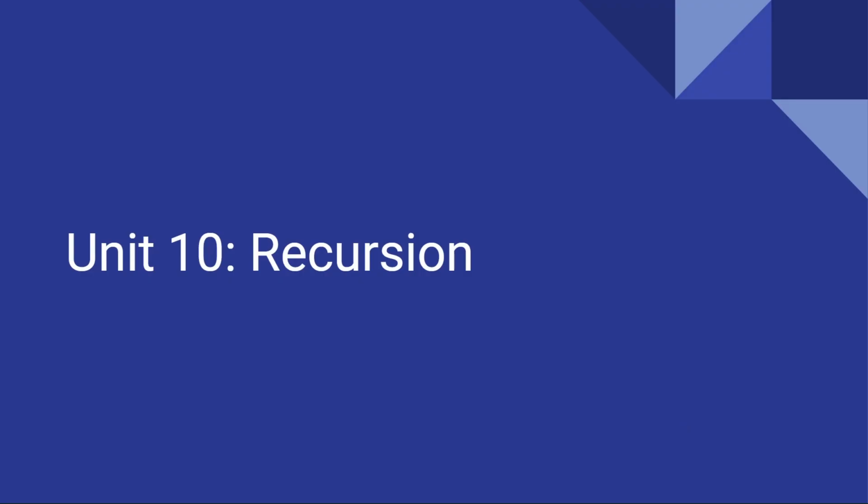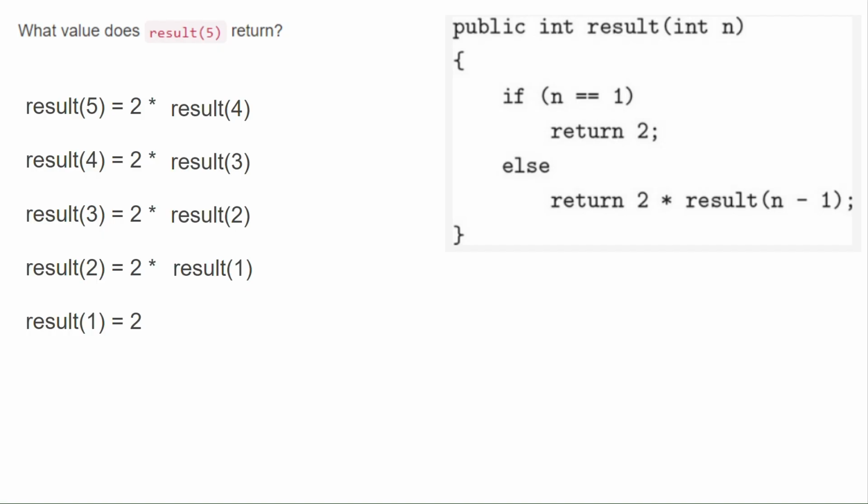Now the final unit, unit 10, recursion. You're probably going to see maybe 1 or 2 questions on this in the MCQ, but it's important to understand. The best way to understand recursion is probably having a piece of paper and pencil, because it's a lot of just keeping track of things and making sure nothing goes out of control. Let's say we want to return result(5) from this code. All it does is return 2 times result(n - 1).